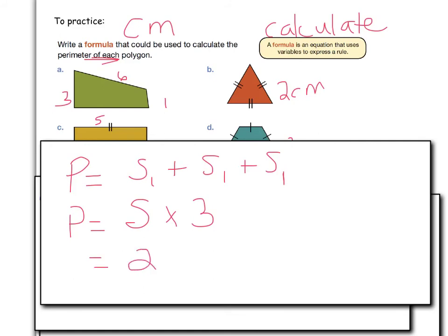So side is 2, 2 times 3 then is 6. 6 centimeters would be our perimeter, which if we check 2, 4, 6, yep, that's correct. And remember, centimeters, you have to have your units. It's just centimeters for a perimeter.